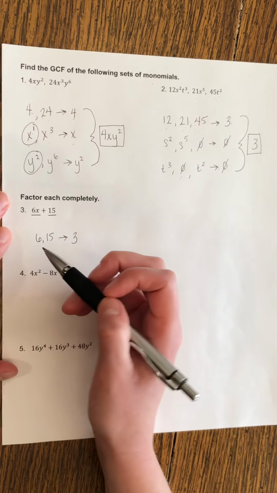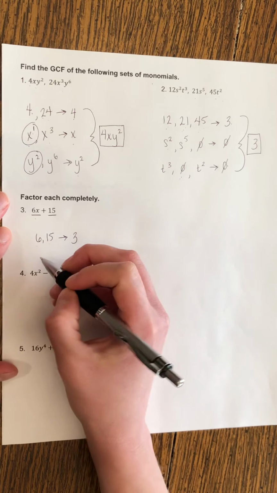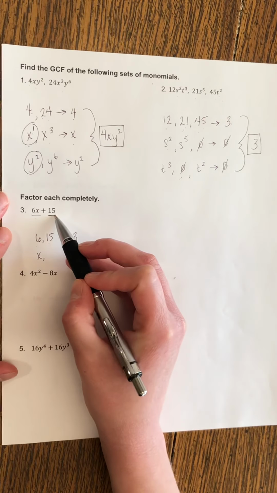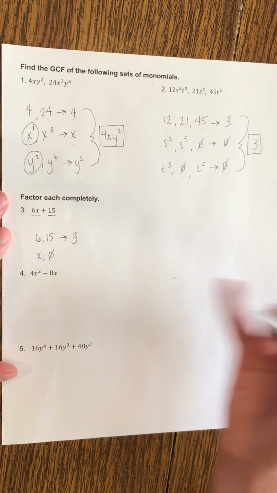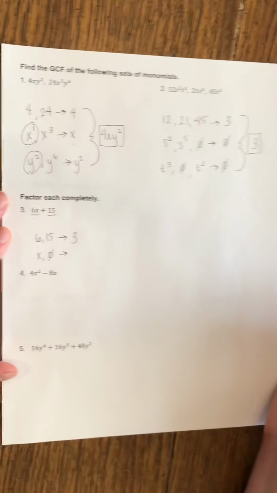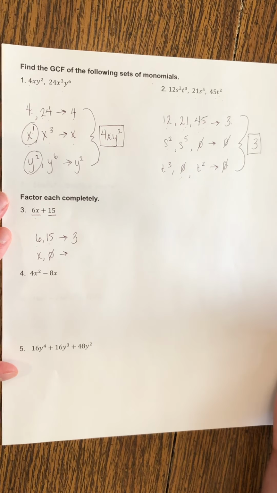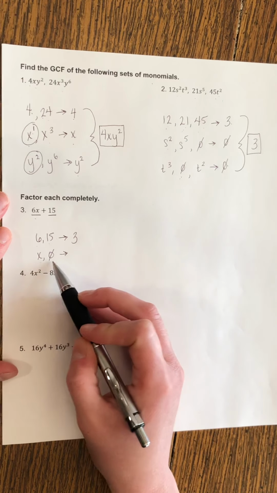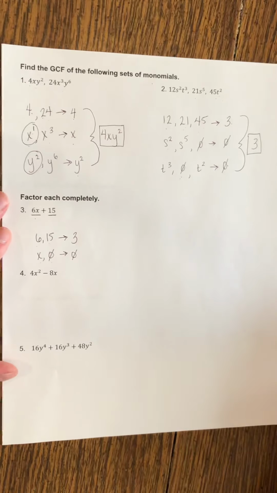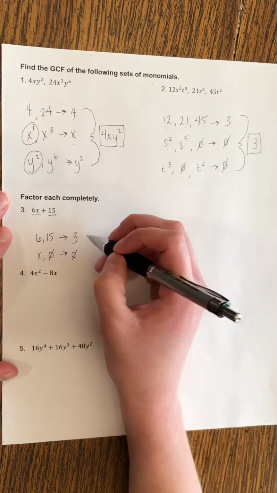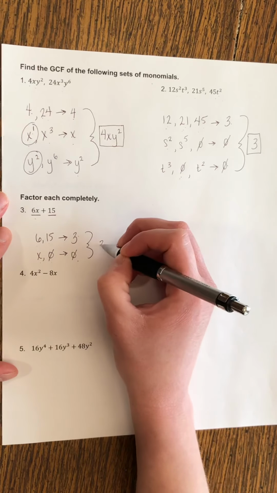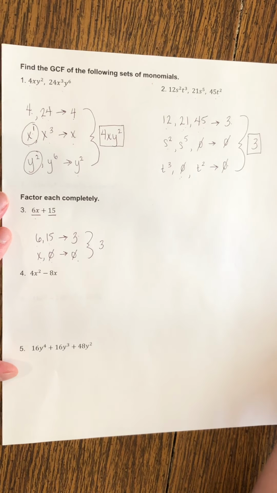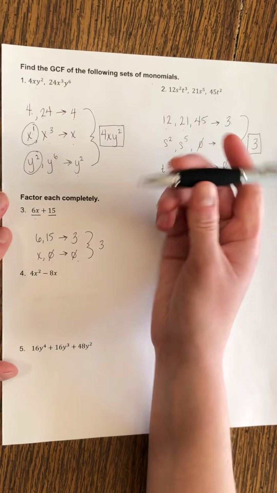Next, I want to look at the letters. So the first term has an X. Does the second term have an X? It does not, so it's going to get the null symbol. And if I want to find the GCF between the letters, I have X and the null symbol. Because I have that null symbol, the X is not going to be a part of the GCF. So if I put the GCF together, I have 3 and the null symbol, so the GCF is just going to be 3.